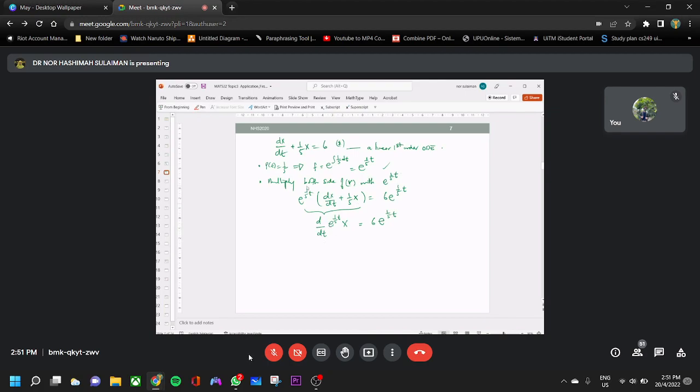Alright, so we would like to solve the equation for x with respect to t. So you integrate both sides, because integrating will eliminate the derivative. The derivative disappears, but the expression on the right-hand side is integrated with respect to t.